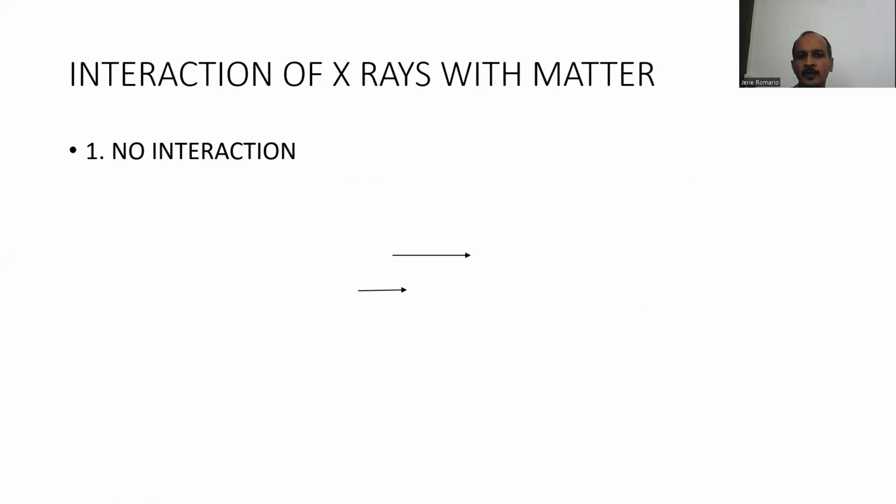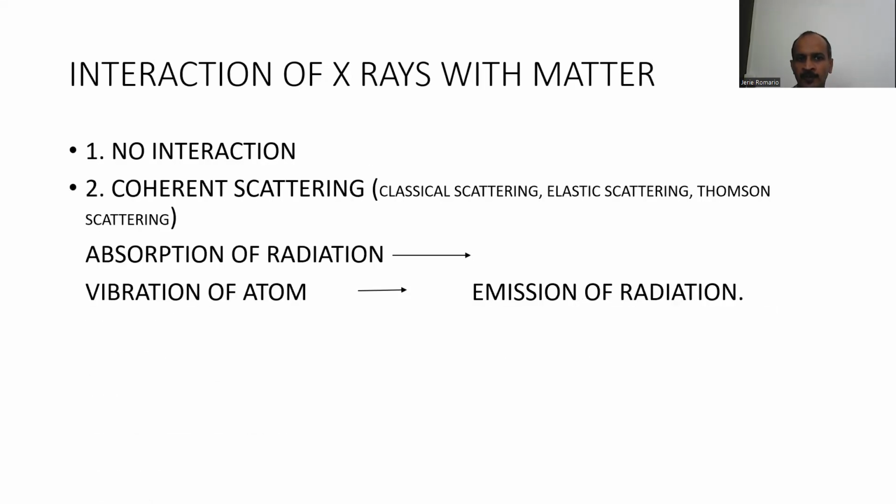First of all, there may be no interaction. That is, the X-ray will just travel without interacting with anything when it is in vacuum. Second one is coherent scattering. It is also known as classical scattering, elastic scattering, Thomson scattering.